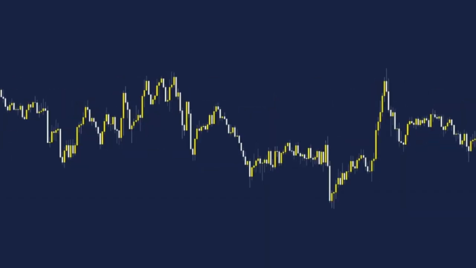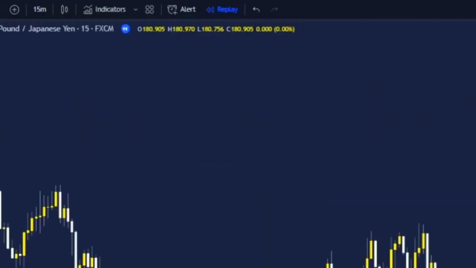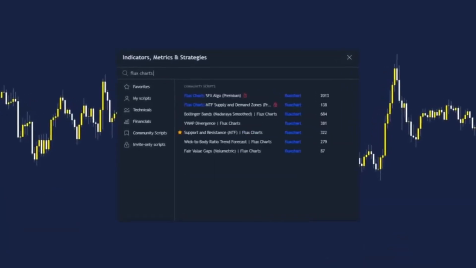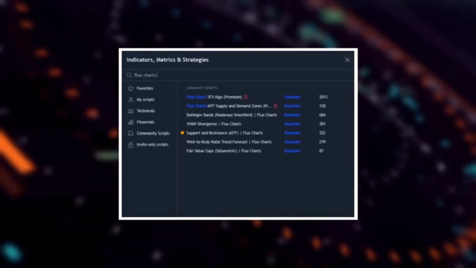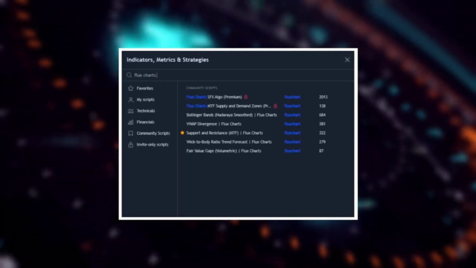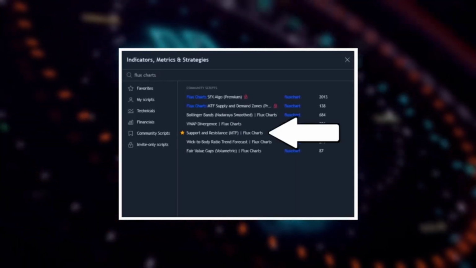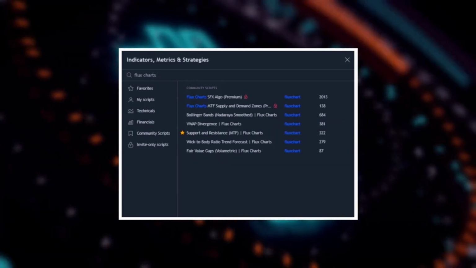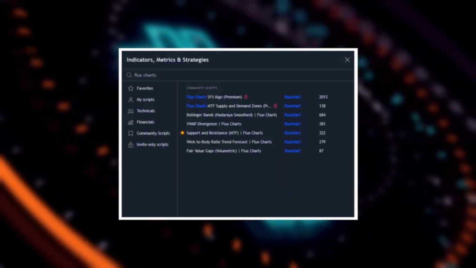Okay, so make sure you're on TradingView.com. I am currently on the 15-minute time frame. And the first thing we're going to want to do is head up to indicators. Now, the easiest way to find this indicator is to type in Flux Charts. And right here, you can see we have the support and resistance indicator by Flux Charts. Add this indicator to your chart, and now let's get into the settings.